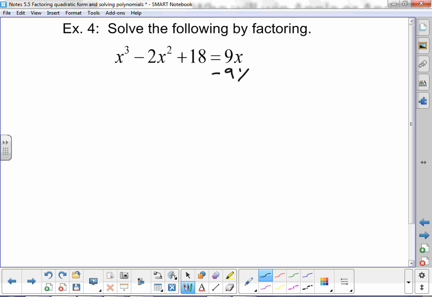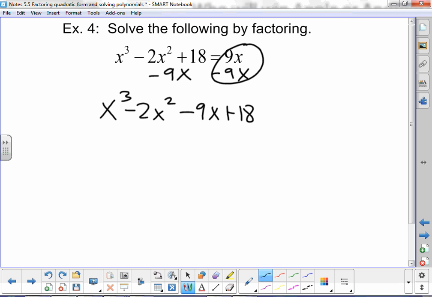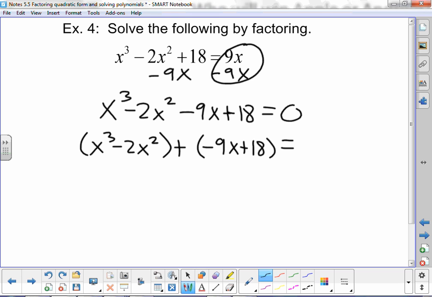So minus 9x, minus 9x, because I have to get one side equal to 0. So this will be x cubed minus 2x squared minus 9x plus 18 equals 0. 4 terms. The only way I know how to factor 4 terms, if no monomial comes out of everything, is to think about factor by grouping. So I'm going to group the first two, x cubed minus 2x squared, plus the group of the back two, which is negative 9x plus 18 equals 0.